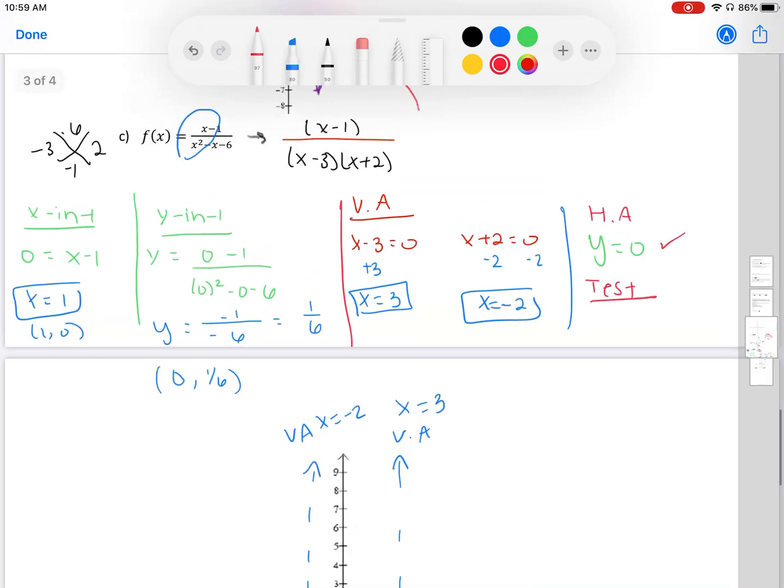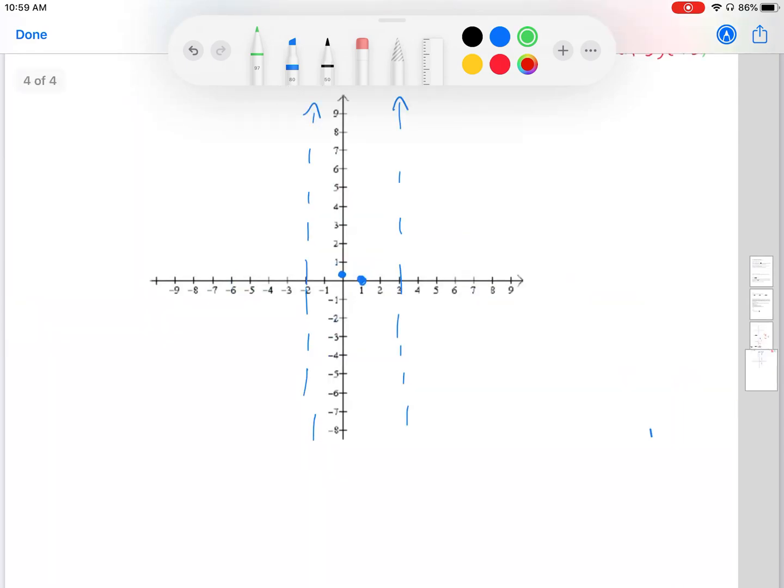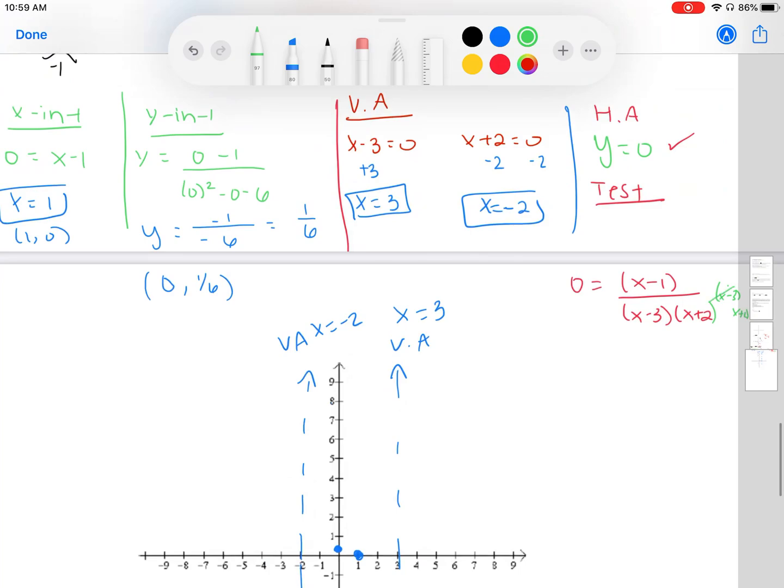We test it by setting our horizontal asymptote, in this case 0, equal to our function. So I have x minus 1 divided by x minus 3, x plus 2. So I multiply both sides by my denominator, x minus 3, x plus 2. That makes 1. On the other side, we multiply it by 0, so that's just 0. So I'm left with 0 is equal to x minus 1. I get x is equal to 1.